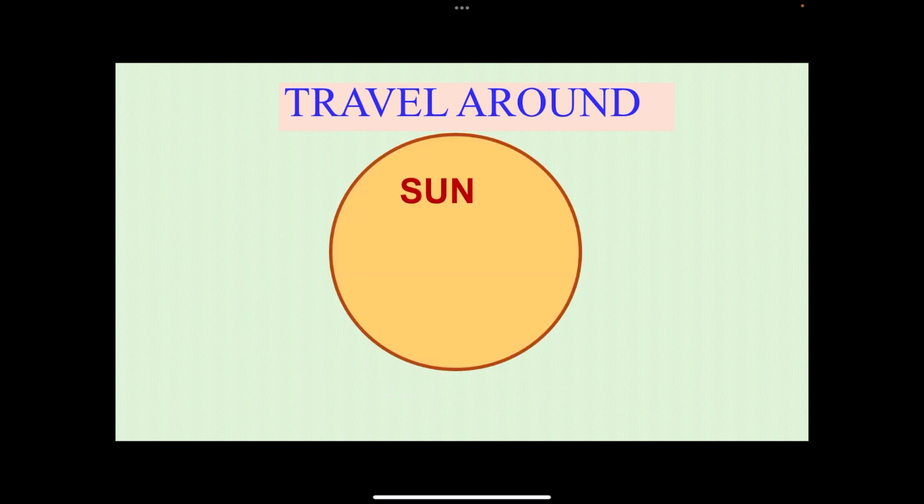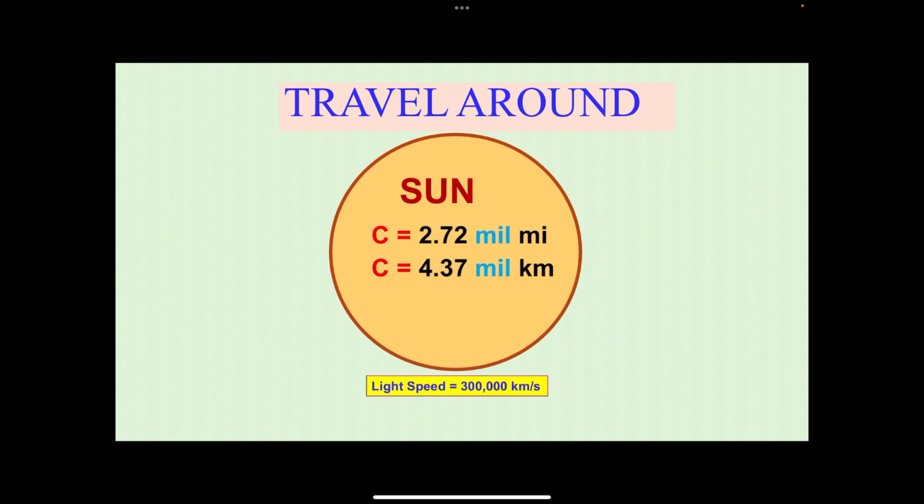Next, we look at the Sun, and the circumference is about 2.72 million miles, which is around 4.37 million kilometers. Light traveling at a speed of 300,000 kilometers per second will take about 14.6 seconds to go around the Sun.